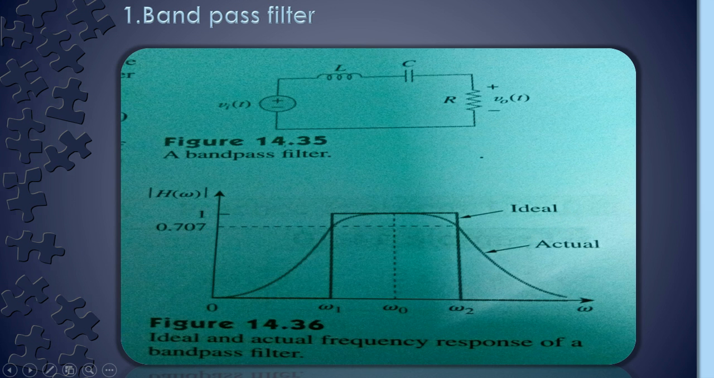Now the band pass filter. The band pass filter is an RLC circuit, and you have to collect the output from the resistance. Now you can see the range of frequency W1 to W2 passes and the others are attenuated. This is ideal and this is actual. That's why it is also called bandwidth. Only this band of frequency passes.